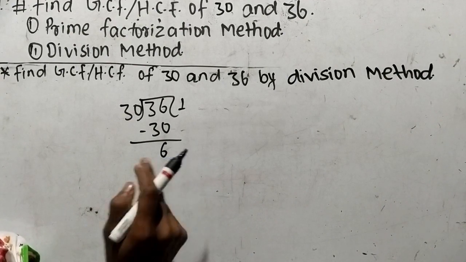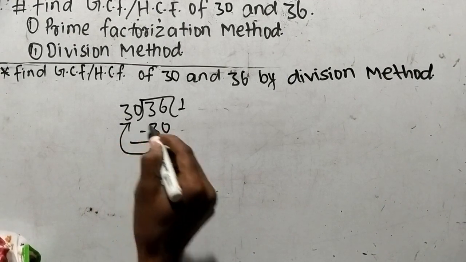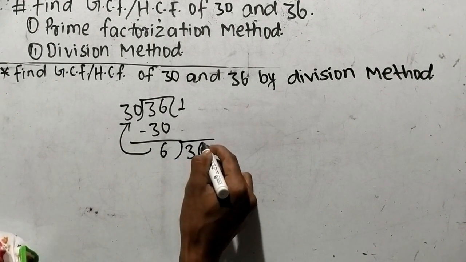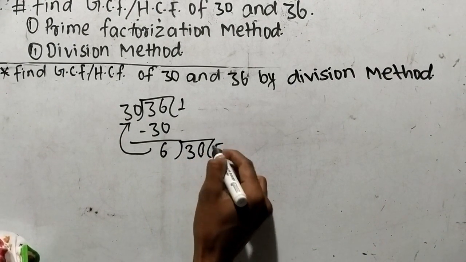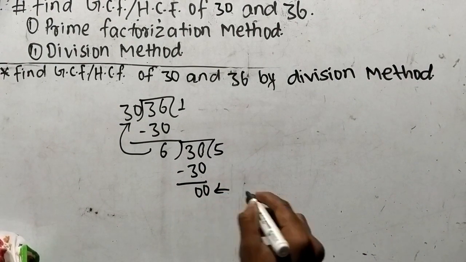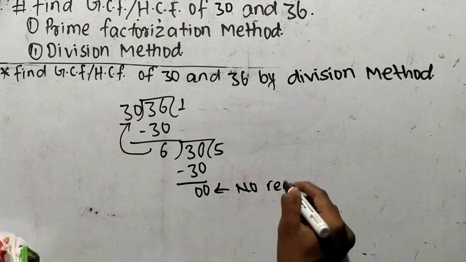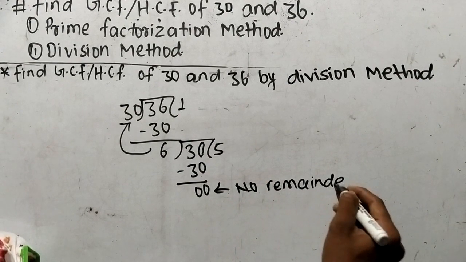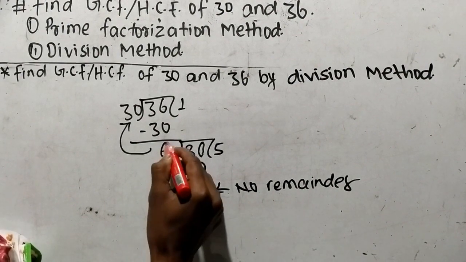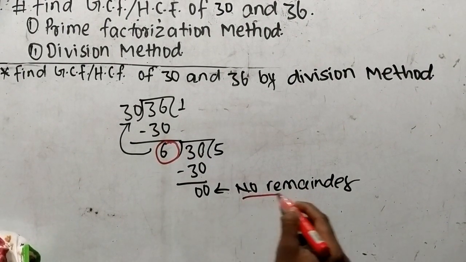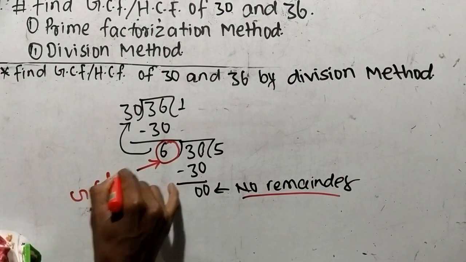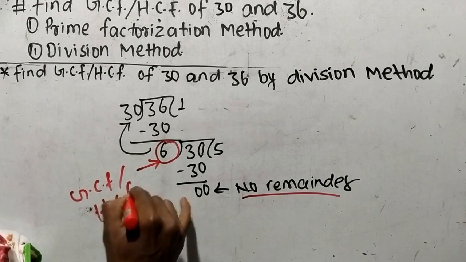So here is remainder 6, which means we have to divide the divisor 30 with 6. So it is 6 divides 30. So it is 6 times 5 means it is equal to 30. So at last we have here no remainder, and the divisor 6 is taking no remainder here. So 6 becomes the GCF or HCF.